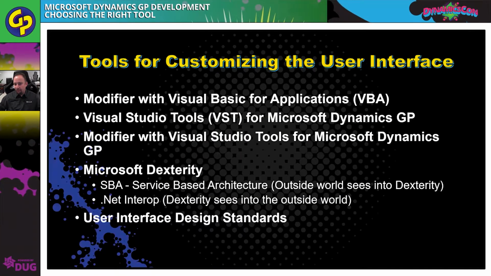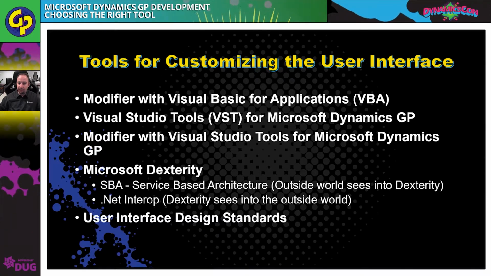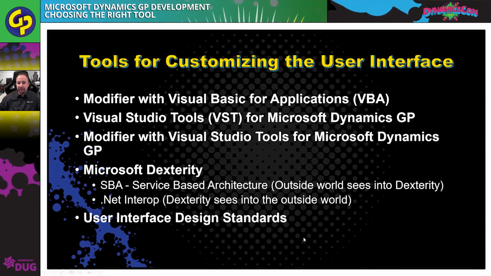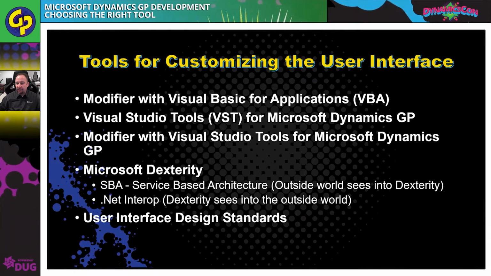So we've got a number of different tools to customize the user interface, and this is one of the great things about Dynamics GP, that it offers you many options, and depending on your level of development skill, you can use different techniques. The first one is Modifier with Visual Basic for Applications, otherwise known as VBA. Then we'll go into Visual Studio Tools, and we'll cover Modifier and Microsoft Dexterity. While we're on this slide, I'll mention there are user interface standards designed to make sure that the windows you create look like Dynamics GP windows, so that the user can't actually tell the difference between original code and what has been modified.